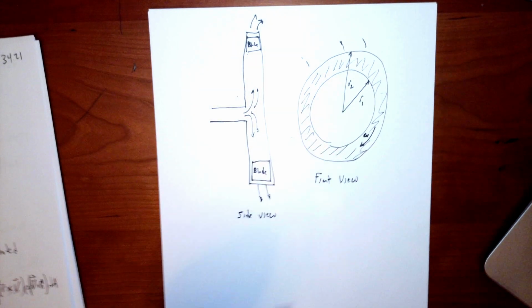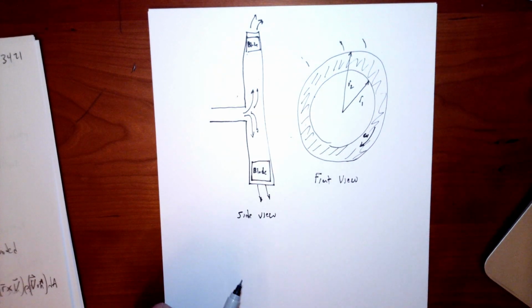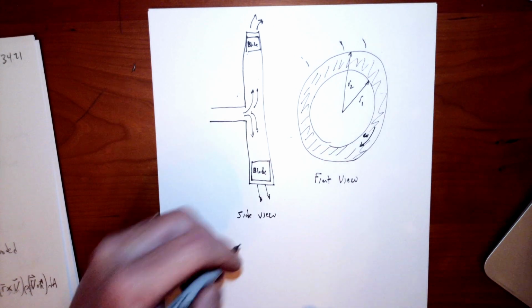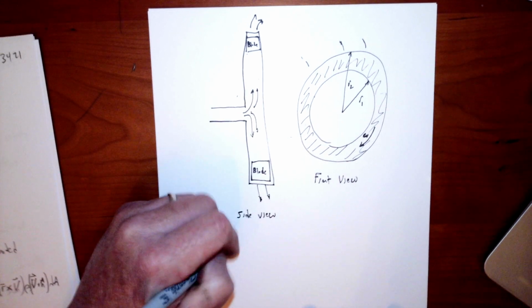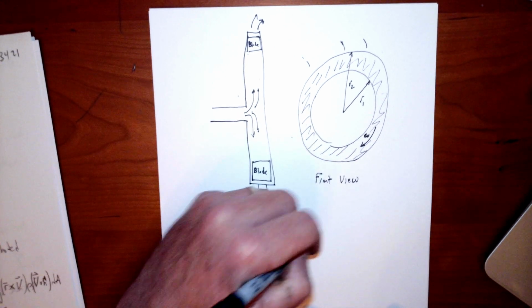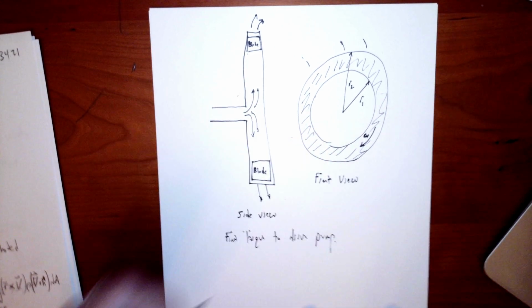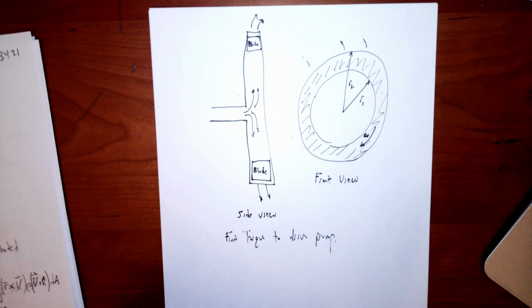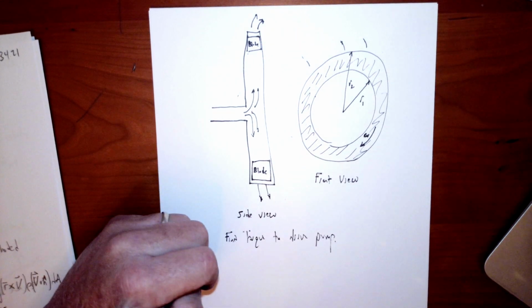So if we want to do a control volume analysis of this to figure out how much torque is required to drive this pump, that's what we're going to look for. So we're trying to find the torque. Find torque to drive the pump. And we're going to do that by doing a control volume analysis of the shaded area. So I'm going to do that based on the moments.